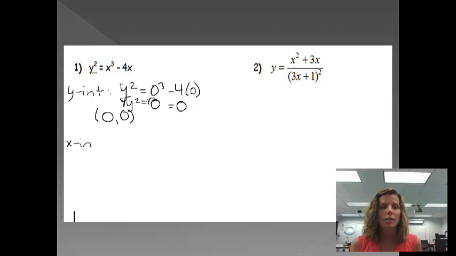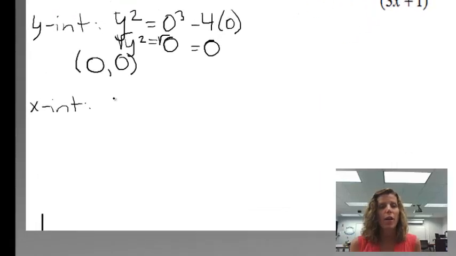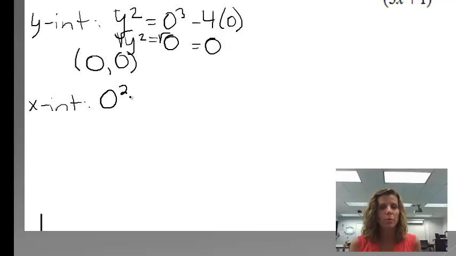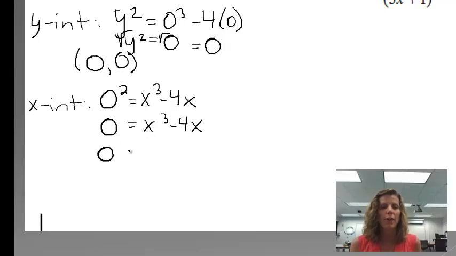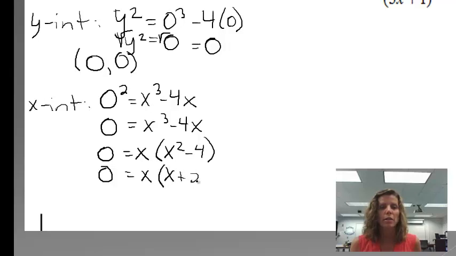To get the x-intercept, we are going to let the y value be 0. So we'll put 0 squared equals x cubed minus 4x. 0 squared is, of course, just 0. And then from here, I notice that I can factor the right side by factoring out an x. So I'm going to factor out an x. And when I do that, I get x times the quantity x squared minus 4. I then notice that x squared minus 4 is a difference of squares, so I'm going to continue factoring into (x plus 2) times (x minus 2).